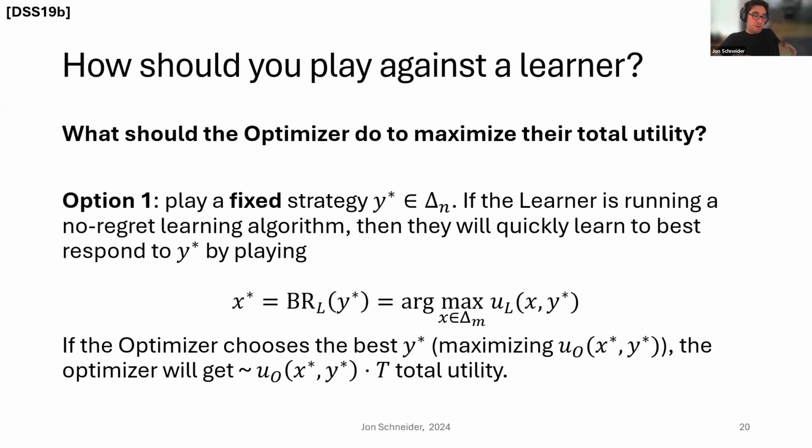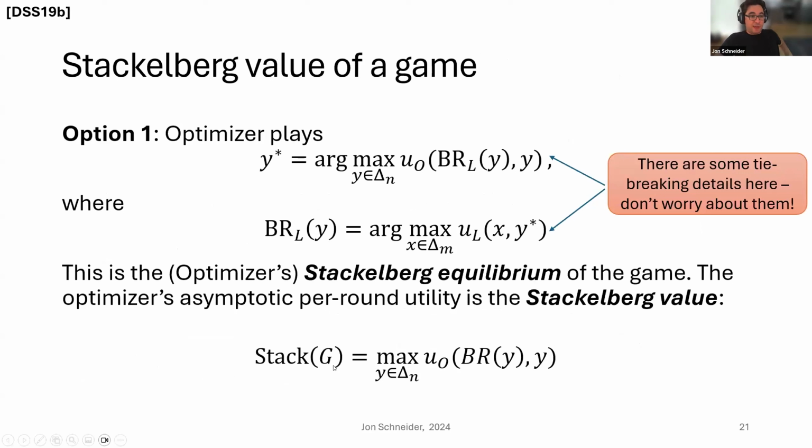So thinking ahead, the optimizer will choose their best fixed strategy Y star, and will get some sort of constant utility per round, U sub O of X star comma Y star per round. And this quantity has a name. This is called the Stackelberg value of the game. Again, the optimizer plays the Y star that maximizes U sub O of the best response to Y played by the learner, comma Y, which is what the optimizer is playing. And this is one way to define the Stackelberg equilibrium of a game.